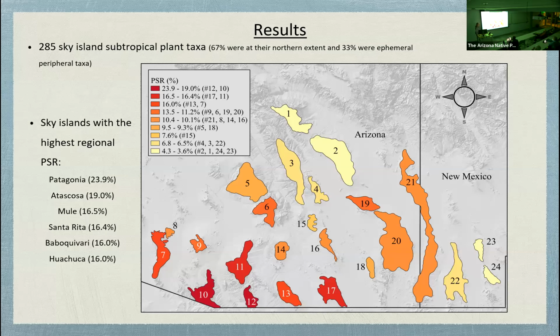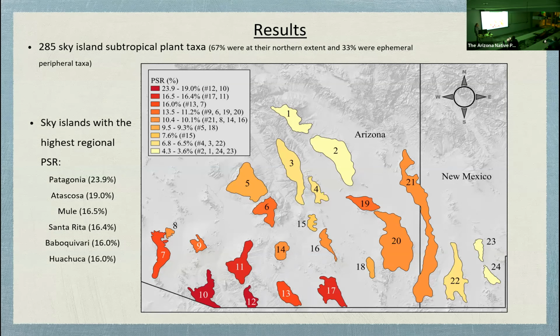Nothing is surprising about this, or really most of our results. It's what you would expect, but it's interesting to look at. The Atascosas were the second highest with 19%. The Mule Mountains was interesting, significantly to the east, with 16.5% proportion of subtropical richness, followed closely by the Santa Ritas, 16.4, and then the Baboquivaris and the Huachuca Mountains at 16%. After that was a relatively significant breakaway point where the subtropical richness started to drop.